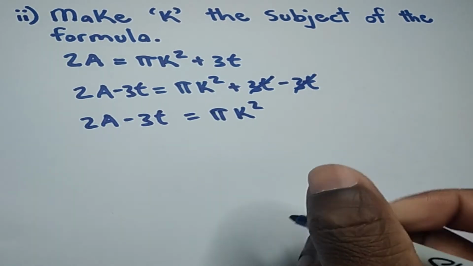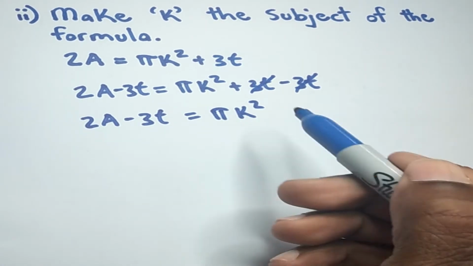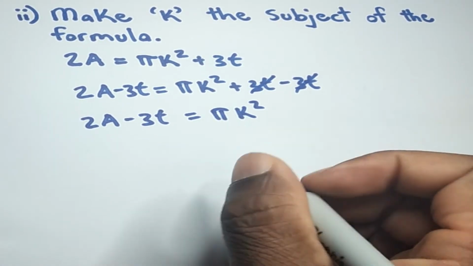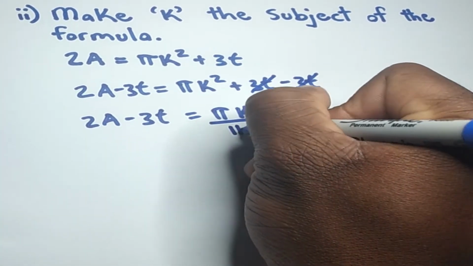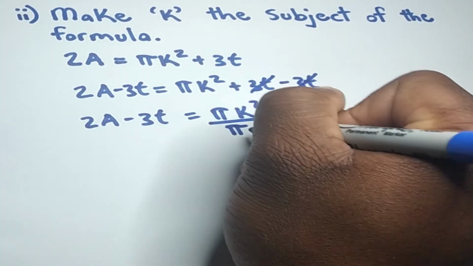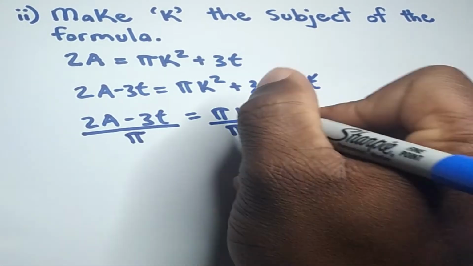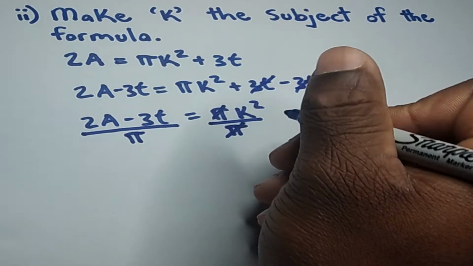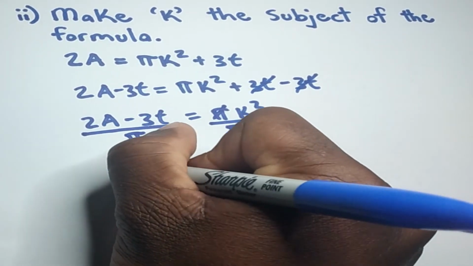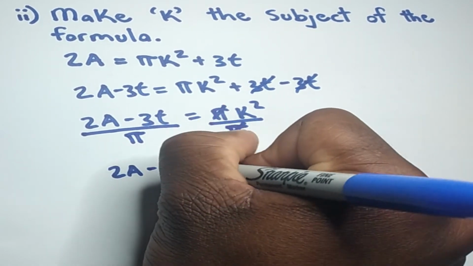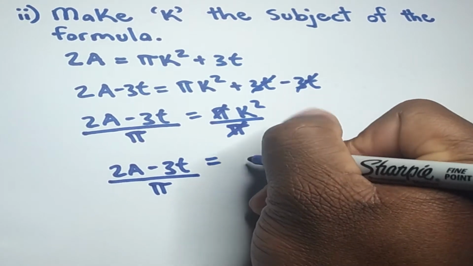So what we can do now is to get rid of this pi, all right? What the pi is doing to the k is multiplying the k squared, so what we're going to do is the opposite of that, which is to divide by pi. And if I divide this side by pi, I'm also required to divide over here by pi as well. So pi will cancel pi right here, and I'll be left with 2a minus 3t over pi is equal to k squared.